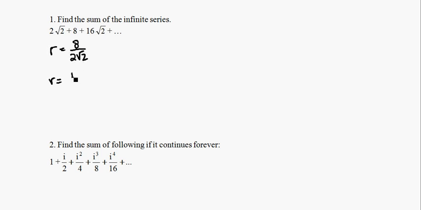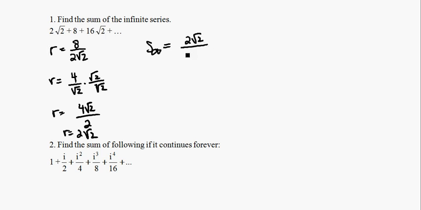So I'm going to simplify. 8 divided by 2 is 4, so 4 over 2 radical 2. And then I'm going to simplify this, so I'm going to multiply by radical 2 over radical 2. That gives me 4 radical 2 over 2, which is the same as 2 radical 2. So our infinite series would be 2 radical 2 over 1 minus 2 radical 2.